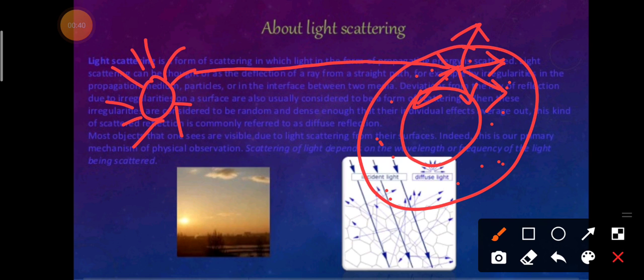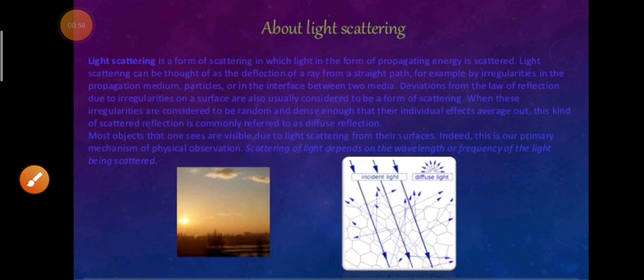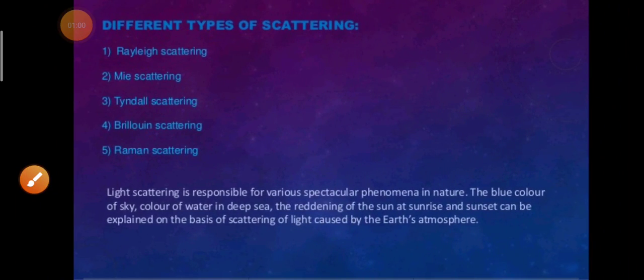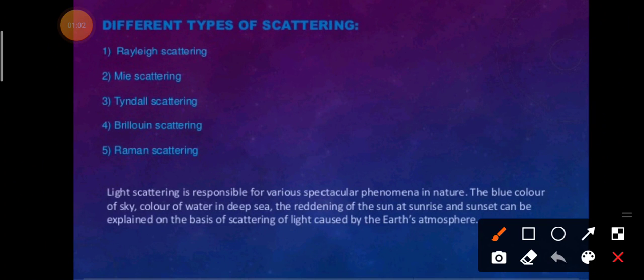You can assume that this scattering is also one kind of diffuse reflection. This scattering depends on the wavelength or frequency of light. Now there are many kinds of scattering: Rayleigh scattering, Tyndall scattering, and Raman scattering. But in our syllabus, only Rayleigh scattering is there.